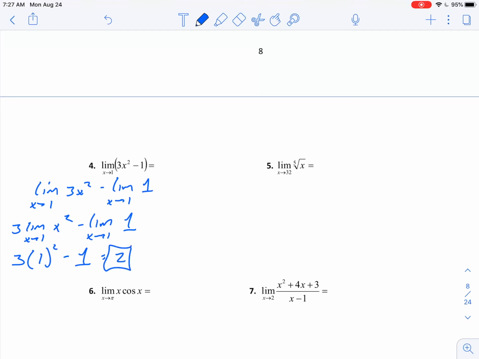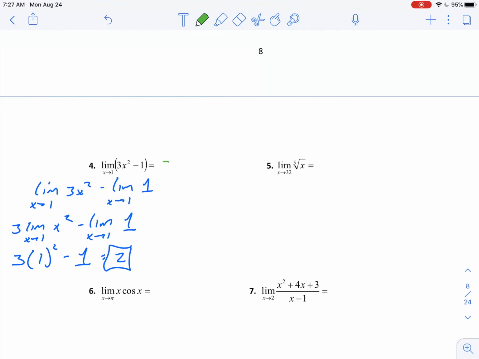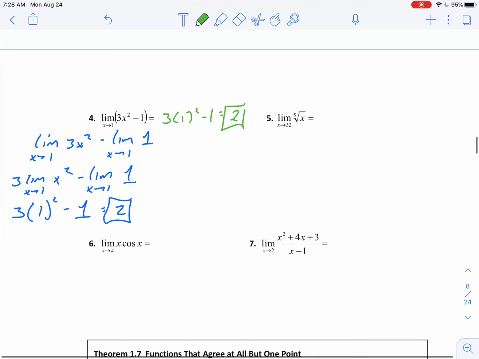Now, you don't have to use those properties to actually do the problem. You can just do it by direct substitution. That's how I'd like you to do it. Just go ahead right at the start and take 1 and plug it into this expression. 3 times 1 squared minus 1 is 2. The reason we have these properties is twofold. It's going to make some more complicated functions later on easier to evaluate. And also for the AP test. The AP likes to ask you some crazy questions sometimes to test your knowledge of these properties.